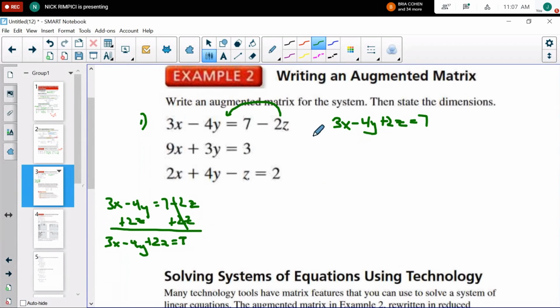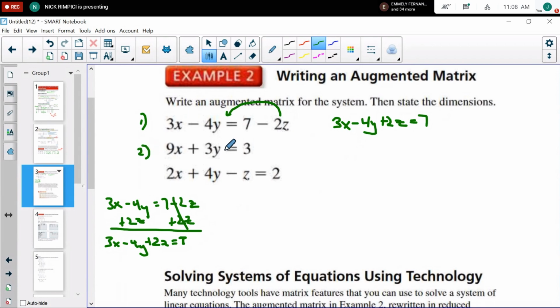Okay? So basically, I just took the negative 2z, brought it over here, and made it positive. I didn't show the step. We did it mentally. But if you want to show the work, feel free. You don't have to. You could do it mentally if you want. So that's statement one.